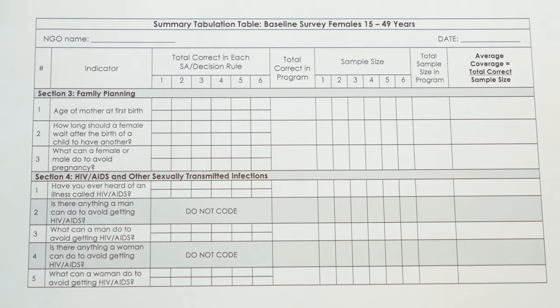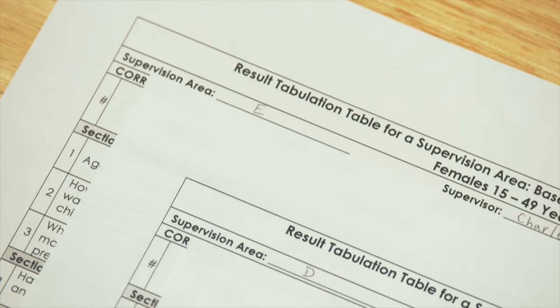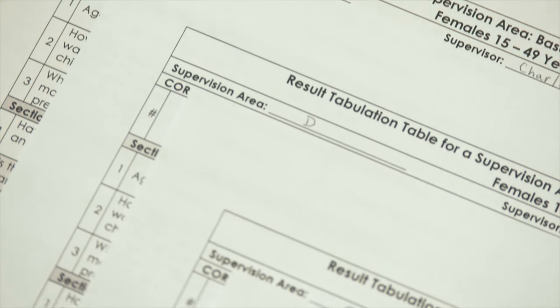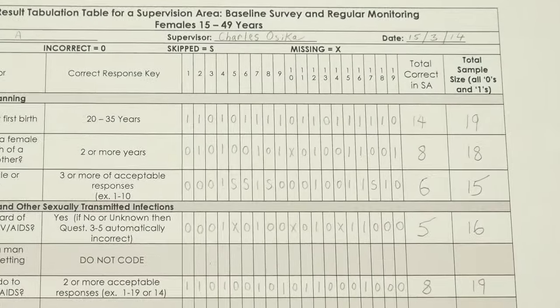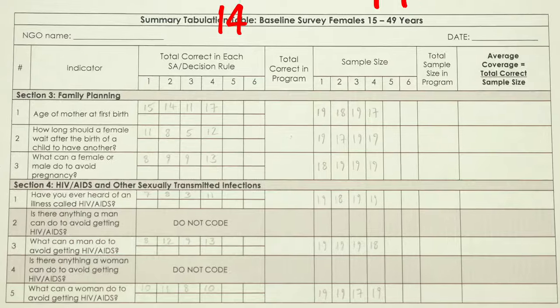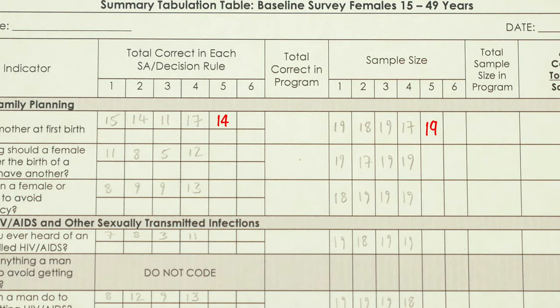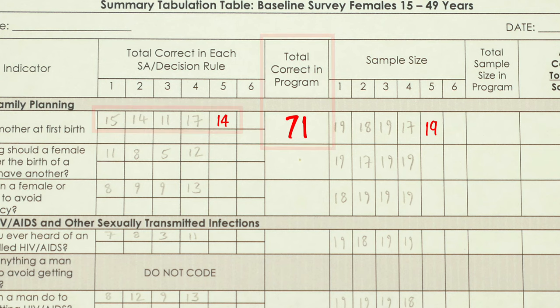So, now we're going to look at the summary tabulation sheet. Gather the individual tabulation tables and organize them by supervision area. For each supervision area, transfer the total correct and total sample size to the summary sheet. Add the total correct for all the supervision areas together and record this in the total correct in program column. Do the same for the total sample size in program by adding together the total sample sizes for all the supervision areas.